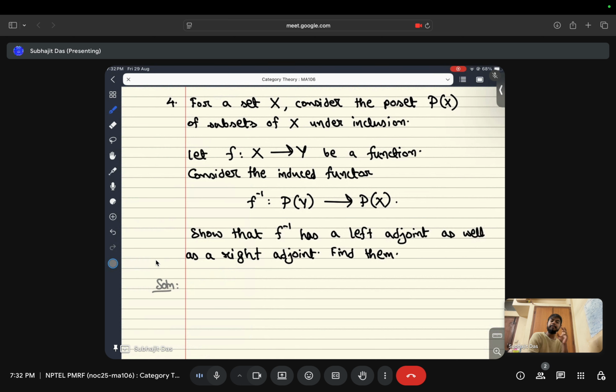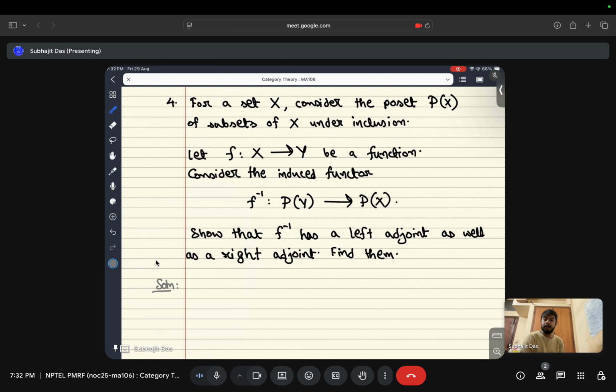Firstly, it gives you a map at the level of objects, sends any Z which is a subset of Y to f inverse Z which is a subset of X. And moreover, if Z is contained in Z prime, by which I mean that there is an arrow in PY from Z to Z prime, then f inverse Z is automatically contained in f inverse Z prime, by which I mean that there is an arrow from f inverse Z to f inverse Z prime. And both the domain and codomain are thin categories, so it will automatically preserve identities and composition. So this is actually a functor.